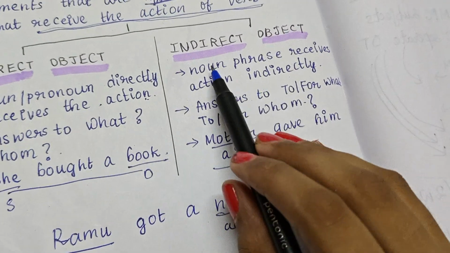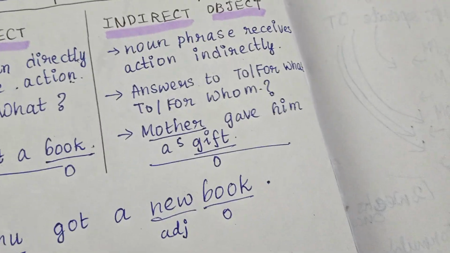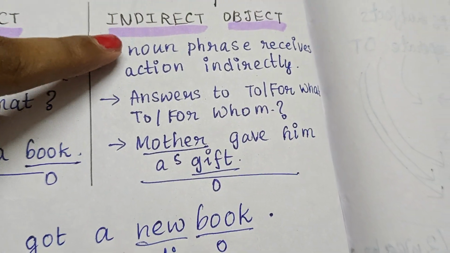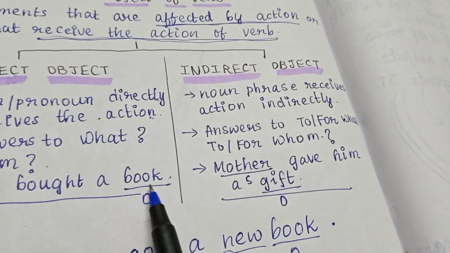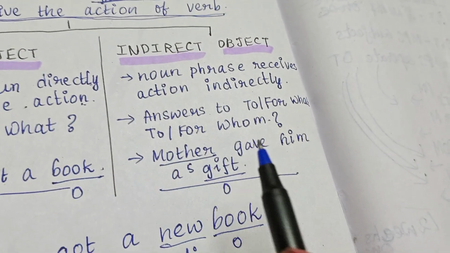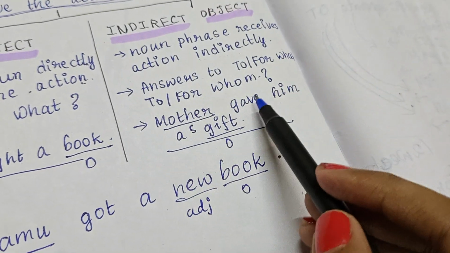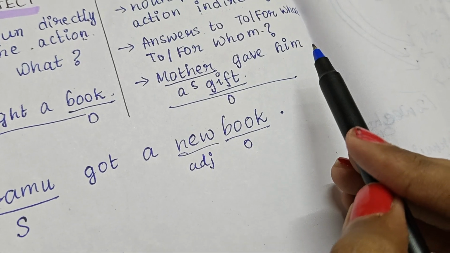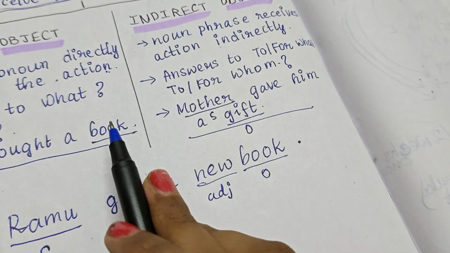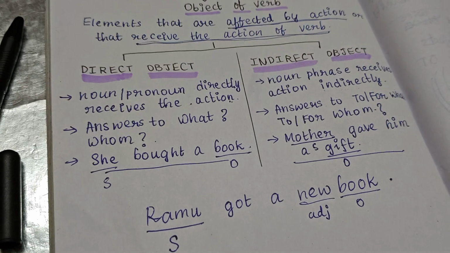But here, a noun phrase receives action indirectly. Here they are not talking about the noun phrase. See, here gift is a noun phrase, book is also a noun phrase, but in the indirect object case, this receives action indirectly. Mother gave him a gift. Mother did not give you a gift, right? Mother gave him. Mother, which is another person, gave a gift to another person. So this process is happening indirectly. That's what they meant to say.